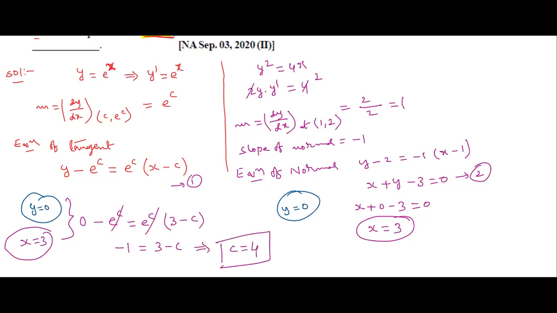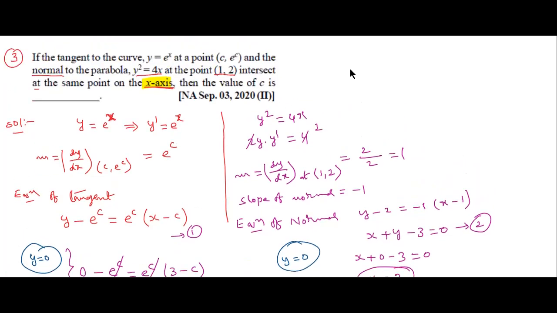This is also a very easy question, but the equation of tangent, equation of normal, slope of tangent and slope of normal, both are intersecting at the same point on the x-axis. On the x-axis means the y coordinate is 0. Remember that condition, and you will get the answer easily. Okay, so the correct answer is 4. So here you can write 4.00.